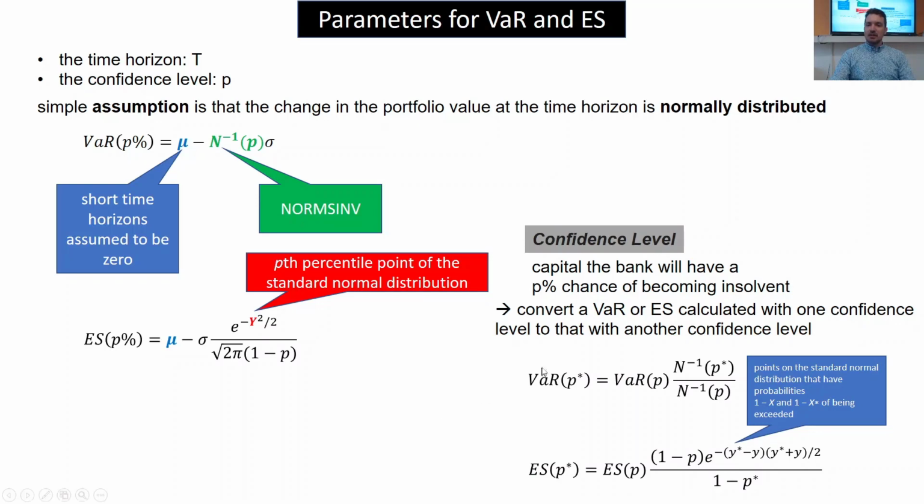And what is the confidence level? So practically we are looking for the capital the bank needs, given the probability of becoming insolvent when we are losing money. So we convert value at risk and expected shortfall from one confidence level to another confidence level. So how can we convert them? And this is how we can do this. So this is the new one, this is the old one.